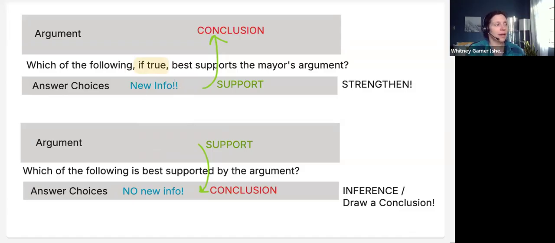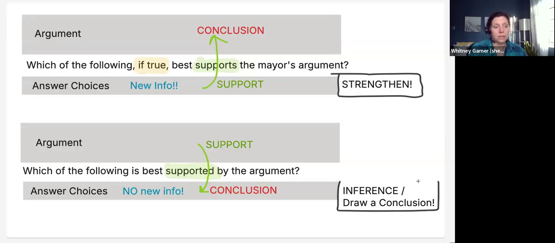Okay, so just be careful. This language of support, slow down when you see the word support or strengthen, because you need to figure out, am I in a strengthen question? Or am I in an inference, draw a conclusion question? And that is not always a simple thing to tell.